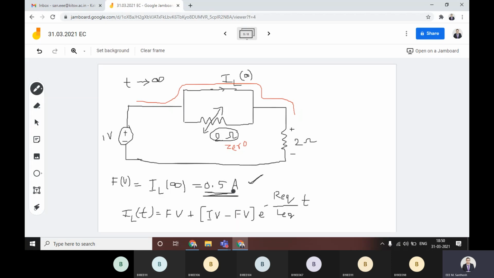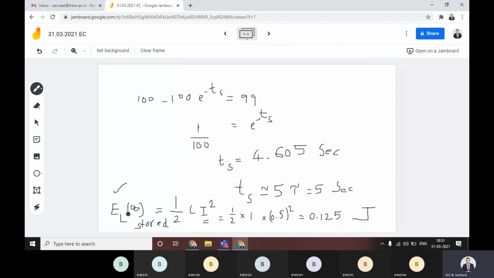How we got this one? Simply 1 volt is connected to 2 ohm. Why 2 ohm? Here inductor is there, you can ask, but at steady state inductor is like a short circuit. For that reason, the final value, the current, is equal to 0.5. The same current at the final value, energy stored they asked. EL at infinity. Every time they will ask you this way. Then half L I square, this I is considered as the final value of the current. For that reason, we have taken 0.5.